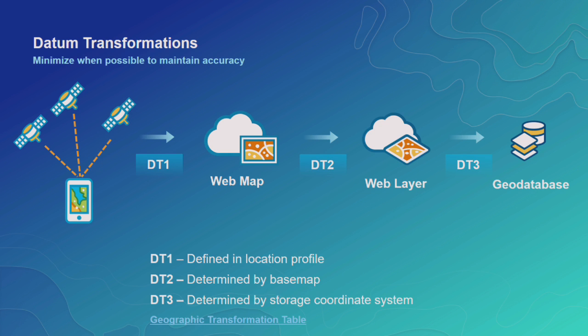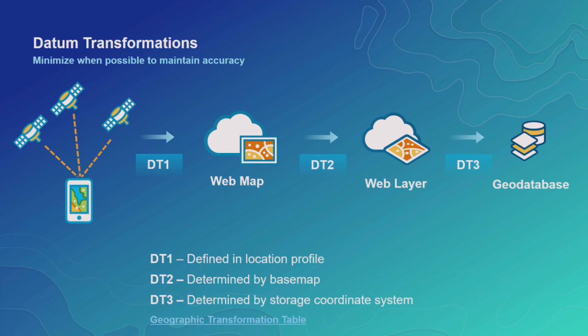And then also you have your data in your database. There could be a transformation there as well. So if you're publishing from desktop and your data frame isn't the same as, say, your data, there's a transformation in your desktop software too. So there's areas around where transformations are introduced.